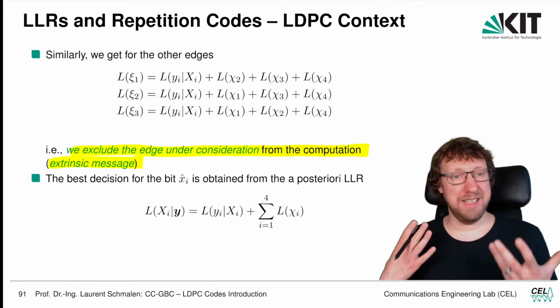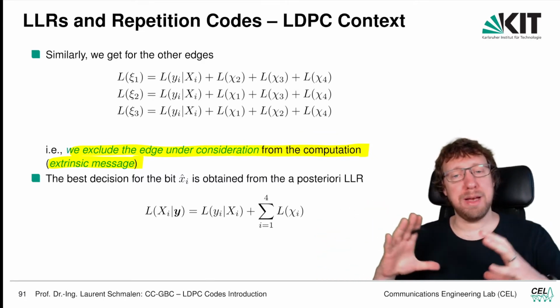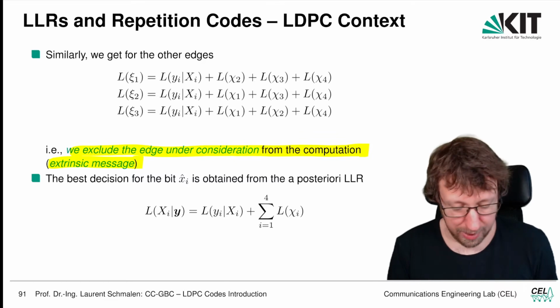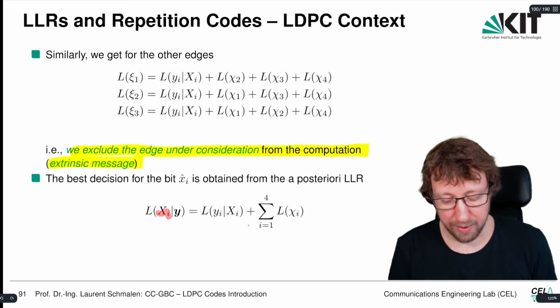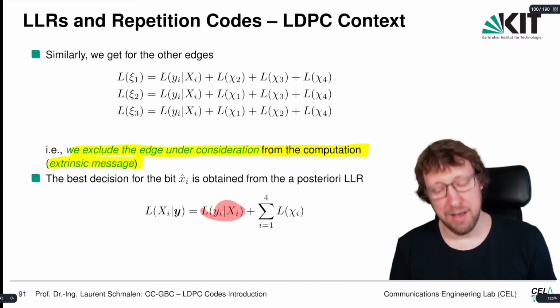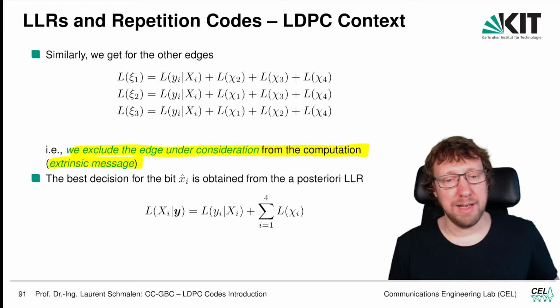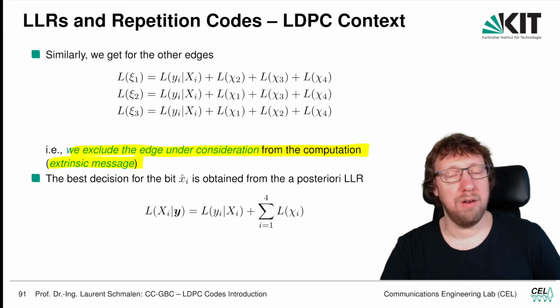Now, if you want to make a decision on the bit xi, then we accumulate all the messages from the edges, and we calculate the a posteriori log likelihood ratio. So we calculate L of xi given y, which is equal to the channel transition LLR, plus all the 4 incoming messages from the check nodes. So that's how we can calculate the a posteriori log likelihood.